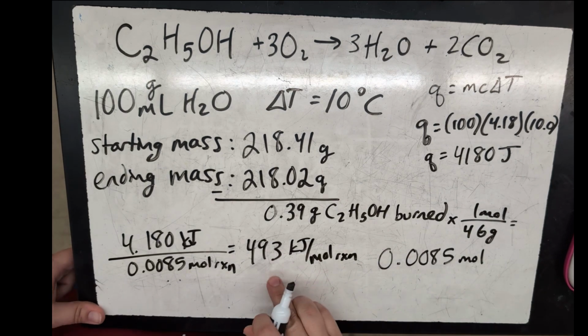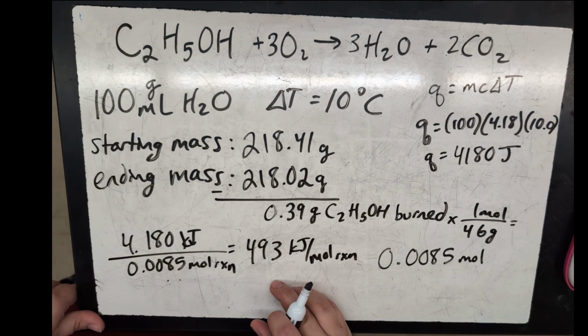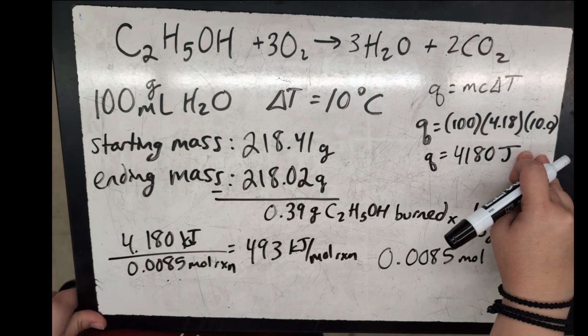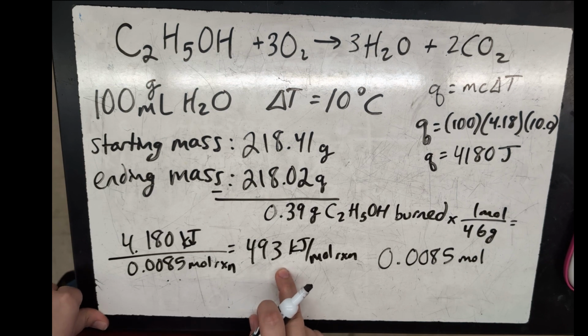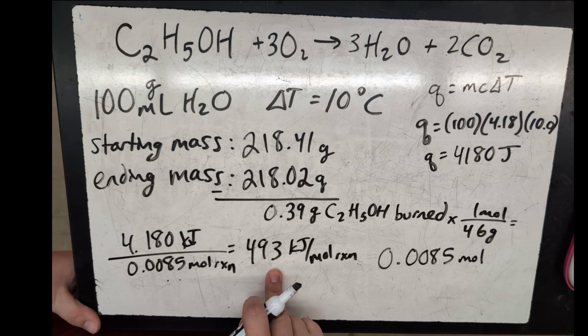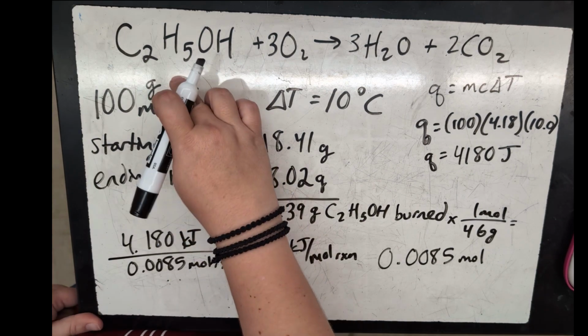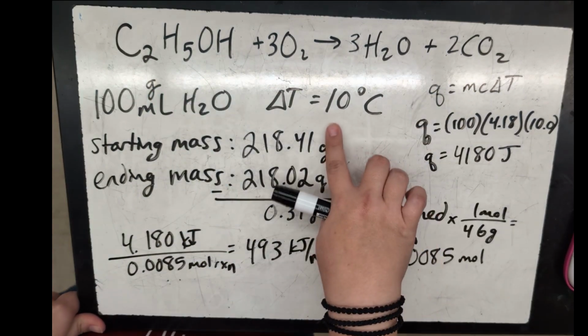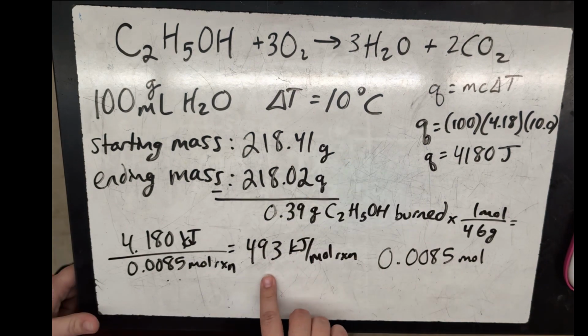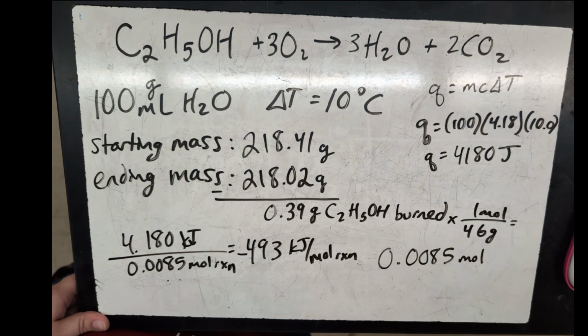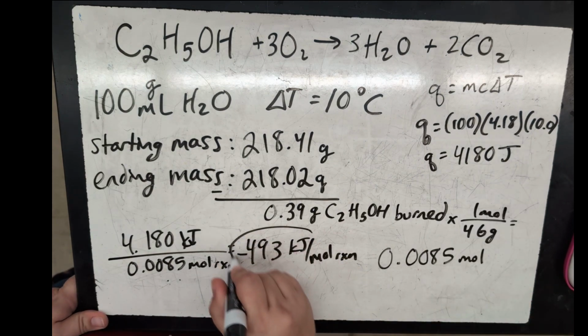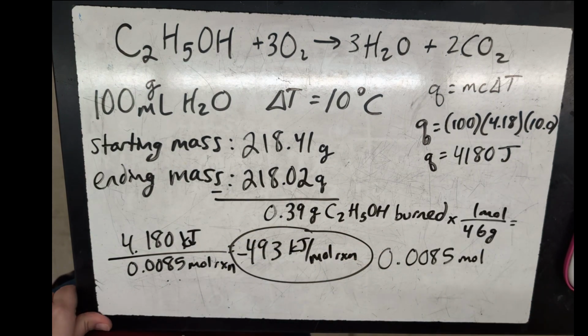Always remind students that they're not done yet. So this is your heat released. This is our calculated kilojoules per mole of reaction, but you always make sure to double check the sign by the end of it. Because the reaction was releasing heat that caused the temperature of the water to increase, this value must be negative because the process was exothermic. So this is our experimental heat of combustion, negative 493 kilojoules per mole of reaction.